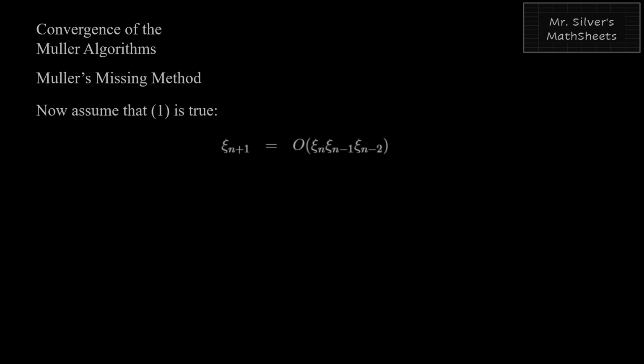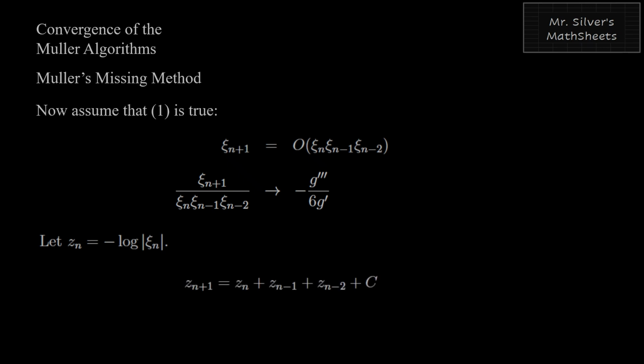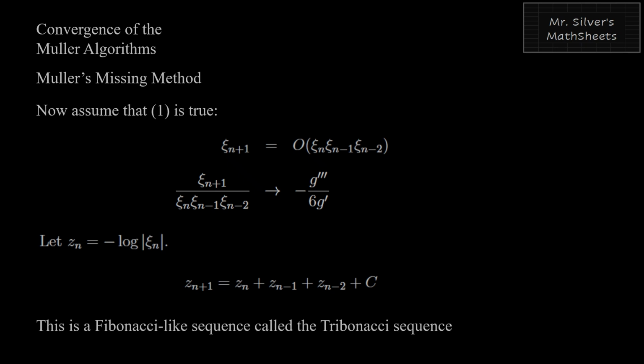So let's assume 1 is true. Then we get that xi n plus 1 is proportional to the product of the 3 prior error terms. Take logs, and we get this interesting difference equation. It looks a little bit like the Fibonacci equation, but it's 3 terms instead of 2. And we'll figure out what the convergence rate of this sequence is.